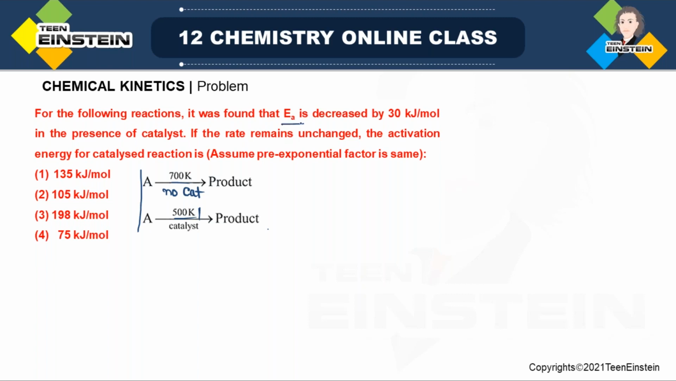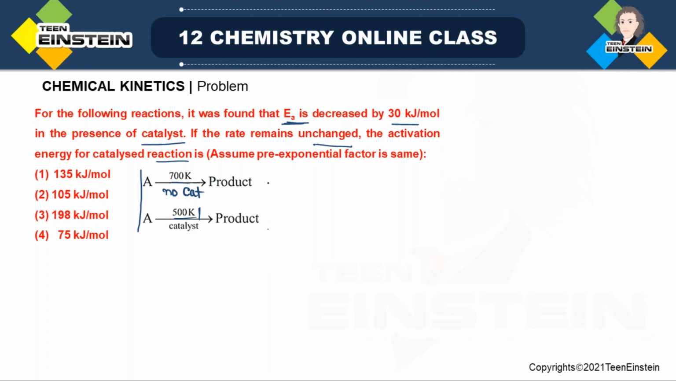It was found that energy of activation, that is EA, is decreased by 30 kilojoule per mole when it is in presence of catalyst. So we know that in presence of catalyst, energy of activation decreases. And the number by which it is decreased is also given, 30 kilojoule per mole. If the rate remains unchanged, then we have to find out the activation energy for the catalyzed reaction, the second reaction.